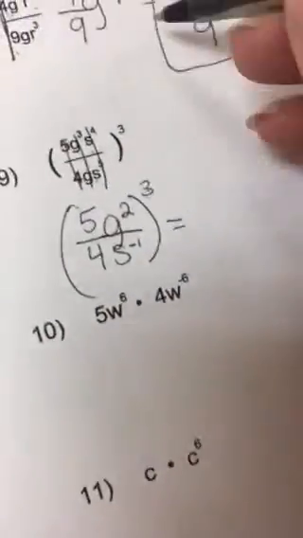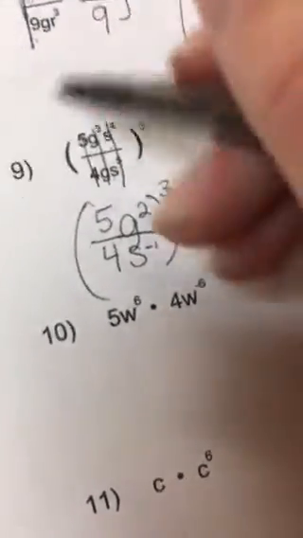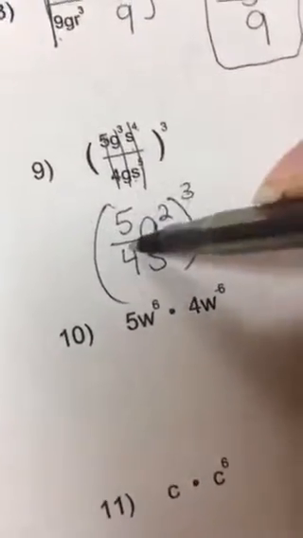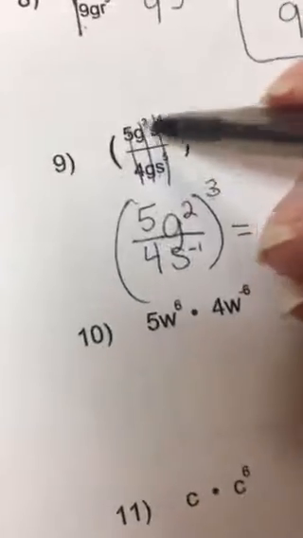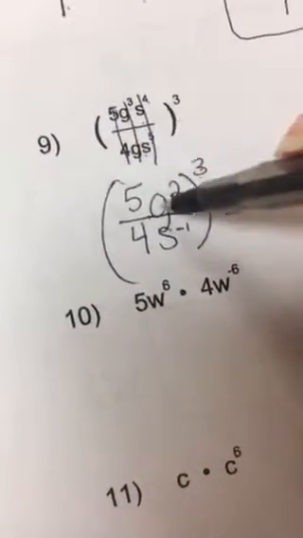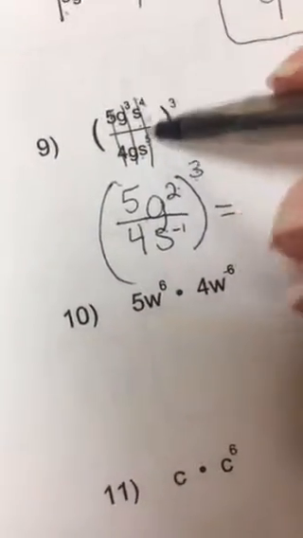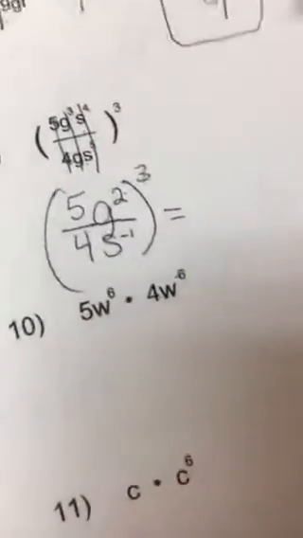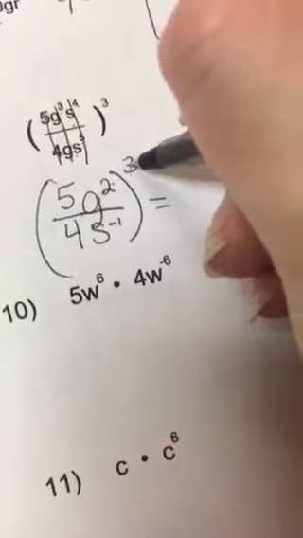Okay guys, I left you off on problem 8. For problem 9, I just kept 5 over 4 as a fraction, and then I subtracted 3 minus 1 and got g to the second, and then 4 take away 5 would be s to the negative 1, all to the third power. So now I'm actually going to distribute this 3.